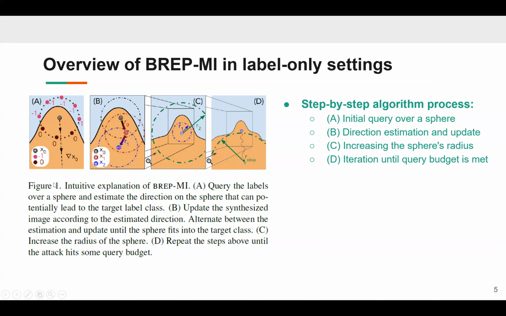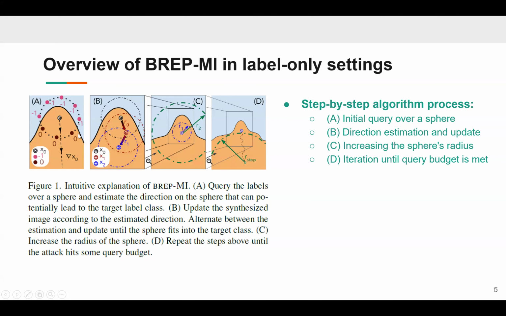Figure 1 visualizes the steps of their algorithm, and part A begins with a conceptual sphere, as you can see here, within the input space of the model. So they sample points on this sphere's surface, and they query the model to receive hard labels for each of the points. The point here is to mainly explore and analyze the output. The outputs are evaluated to determine which direction away from the decision boundary leads towards the target class's region. So this can be considered the initial compass in the input space.